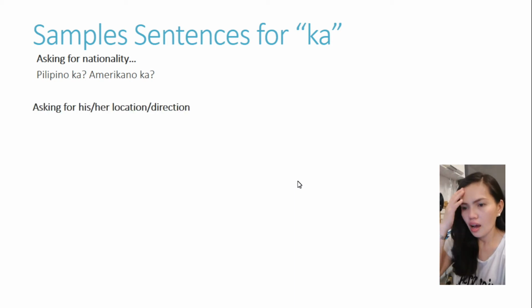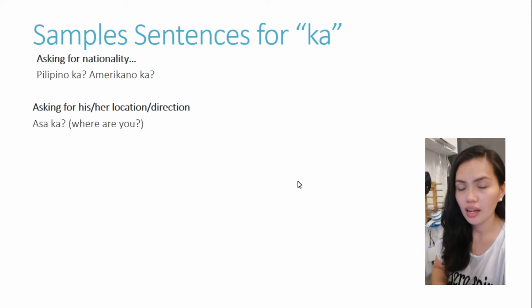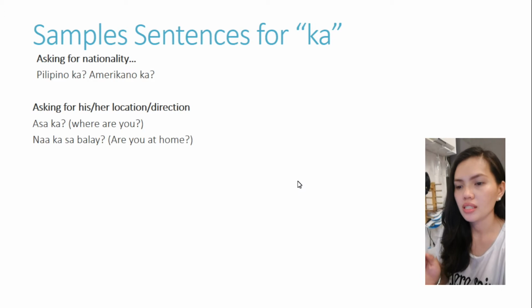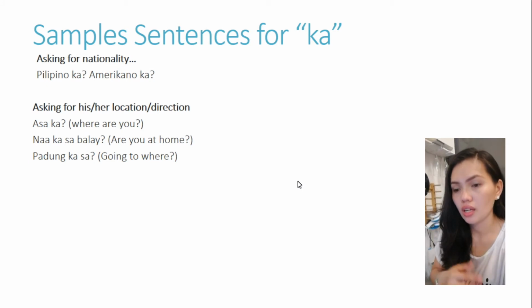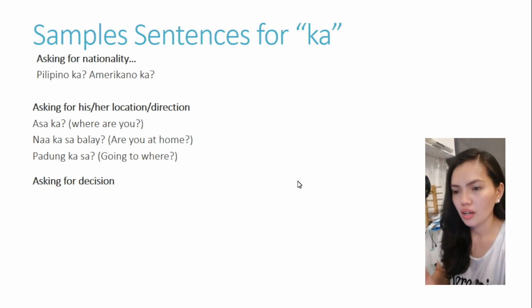Okay, next. Next is asking for his or her location or direction. Asaka, which means where are you? Naaka sa balay? Are you at home? Next, padung ka sa. It's a short question, like going to where? So that's when you're asking for location or direction or where the person is going.